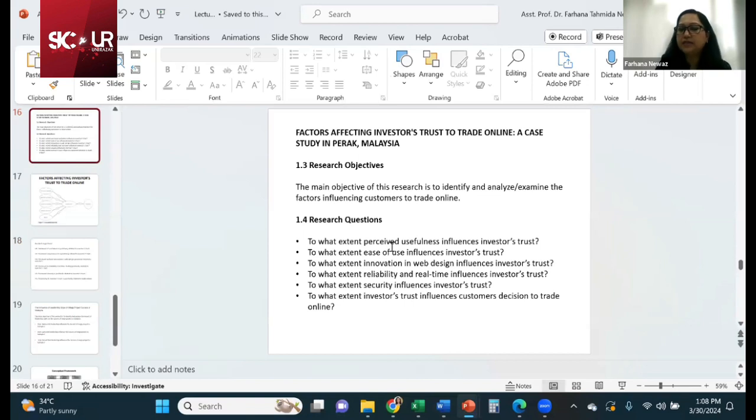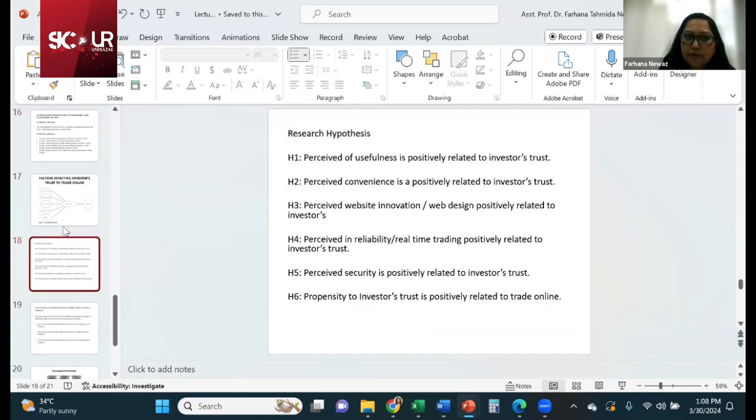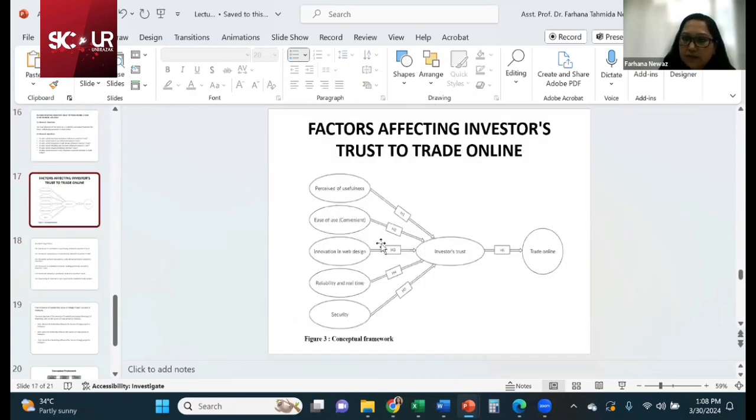To what extent or to what level does perceived usefulness influence investors' trust? You can use other terms or other words as well, but ultimately you need to make sure that all these research questions are aligned with your hypotheses and your conceptual model. Makes sense or not? Understand. So that's why I mentioned that you shouldn't write the research questions at this moment.